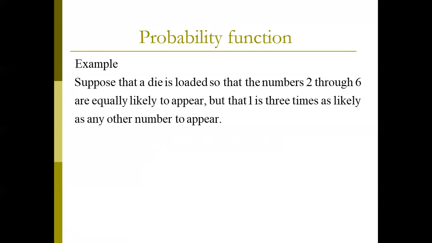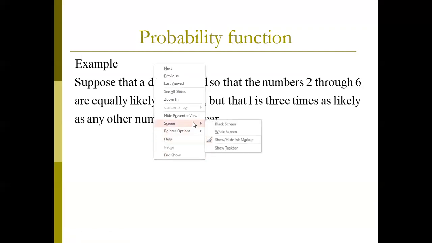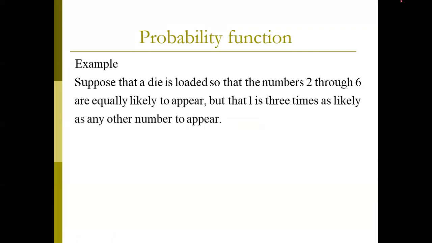Now, suppose that a die is loaded so that the numbers 2 through to 6 are equally likely to appear. So here's an example. Suppose a die is loaded. Let me just write this on the screen. We're saying that the numbers 2 through to 6 are equally likely to occur on this die.